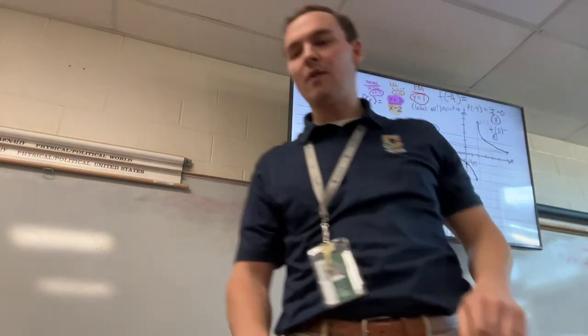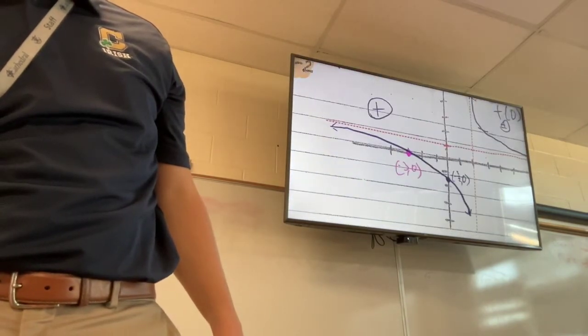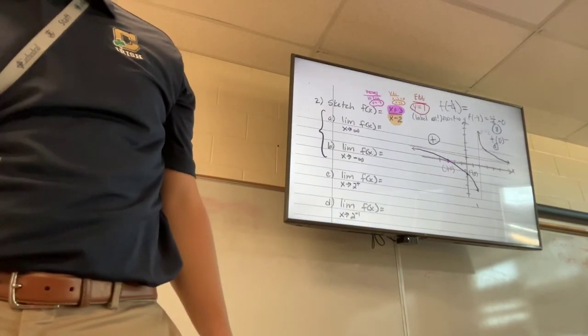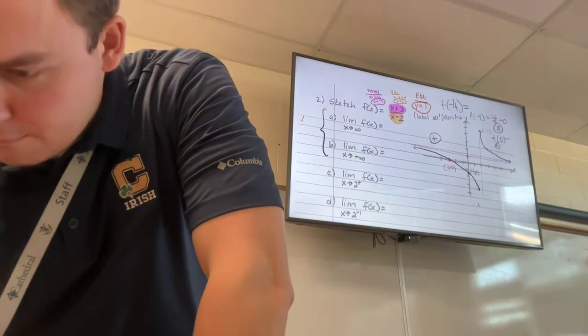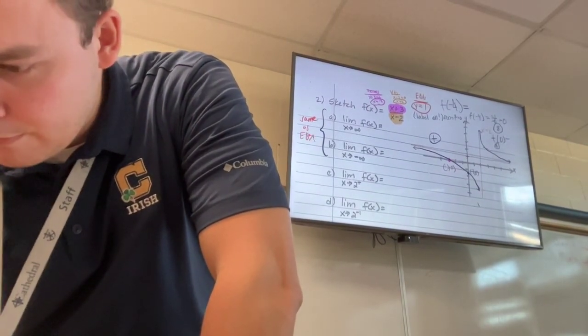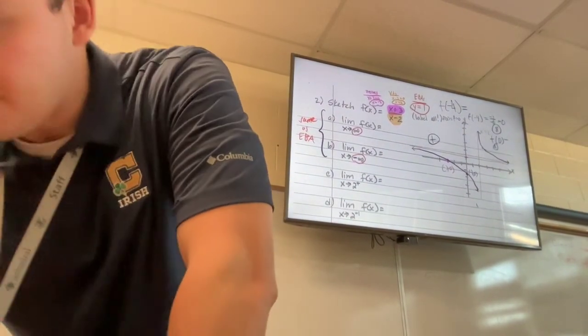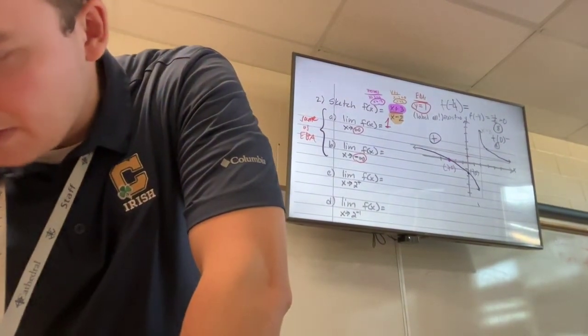So this is what my graph is getting really close to as I go to the left forever, as I go to the right forever. It's going to be the same as your end behavior asymptote. So if x is going to infinity or negative infinity, it's going to be the same as your end behavior asymptote. So 1.